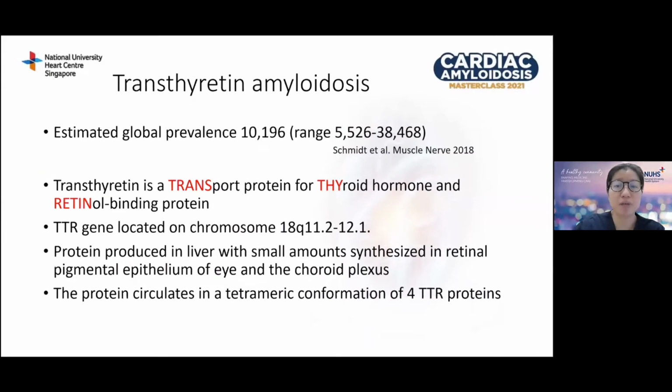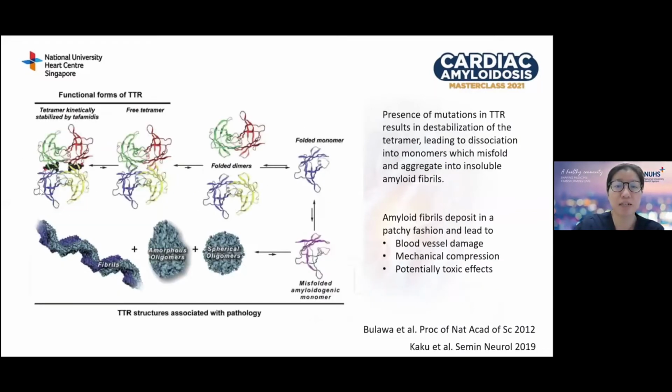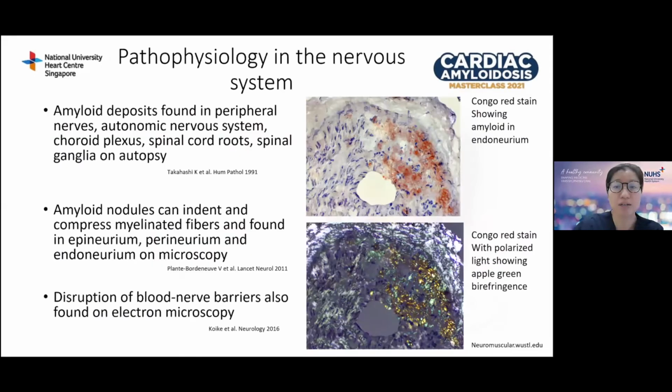Transthyretin gets its name from being a transport protein for the thyroid hormone and the retinol binding protein, and the protein is produced in the liver with small amounts synthesized outside of the liver in the eye as well as the choroid plexus. The protein normally circulates in a tetrameric conformation of 4 TTR proteins, but a mutation in the TTR gene results in a destabilization of the tetramer, leading it to dissociate into monomers which misfold and aggregate into insoluble amyloid fibrils, which deposit in various organs, including the nervous system, leading to damage, possibly by effects from blood vessel damage, mechanical compression, or inherent toxic effects.